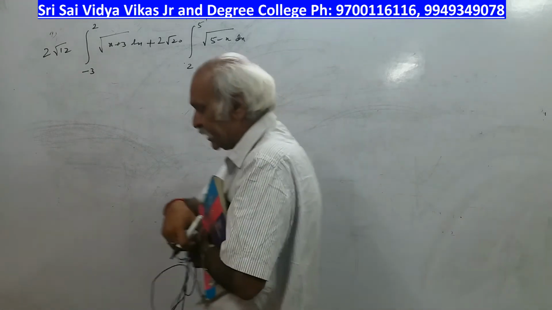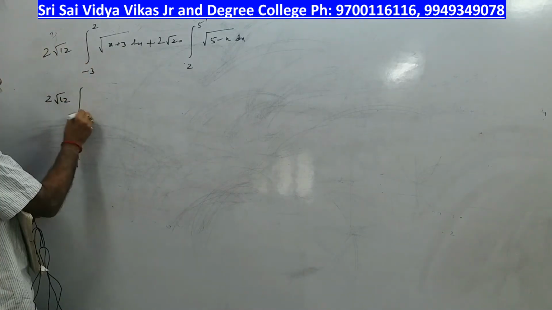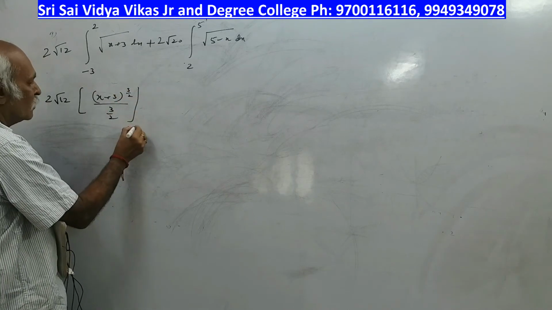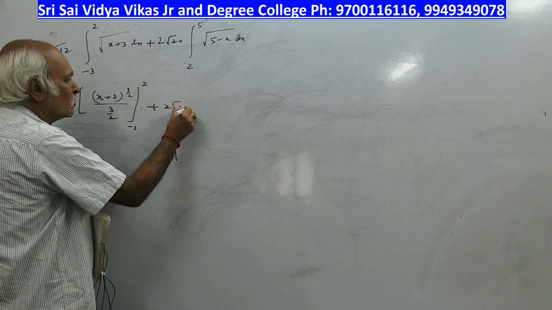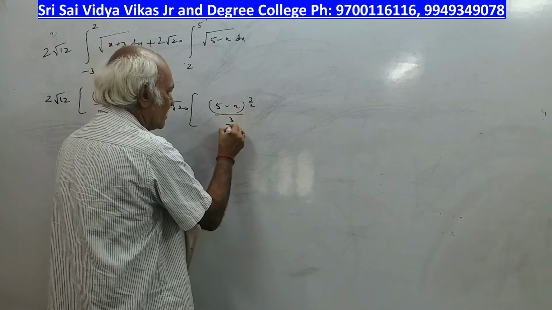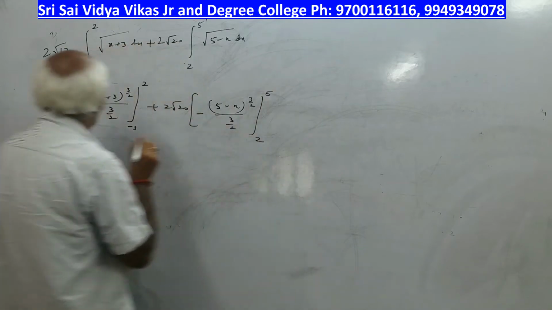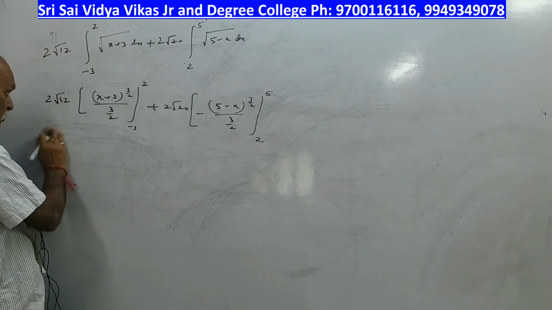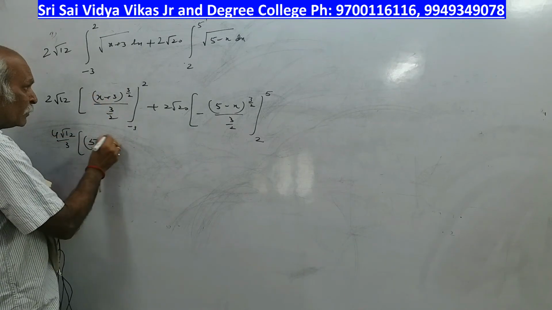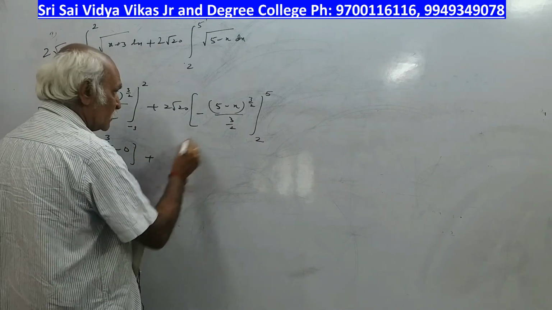Look here, integration. So I have taken root 12 outside. So 2 root 12 by 3 by 2, x plus 3 power 3 by 2 from minus 3 to 2, plus 2 root 20. This will be 5 minus x whole raised to 3 by 2 by 3 by 2 with a minus sign. Again why? 5 minus x is there, sir, from 2 to 5. So this 2 will come. So 4 root 12 by 3. Upper limit is 2, so 5 power 3 by 2. Lower limit minus 0, minus 3. So this becomes 0.